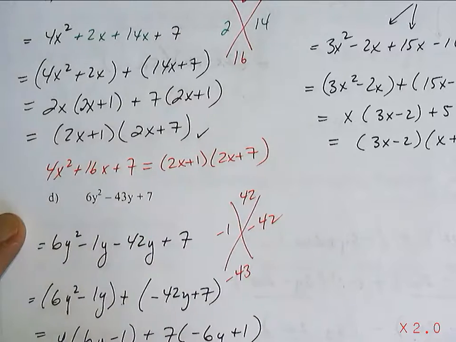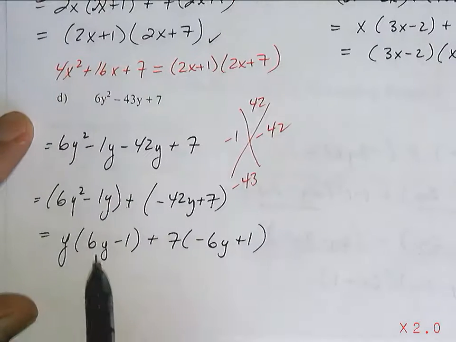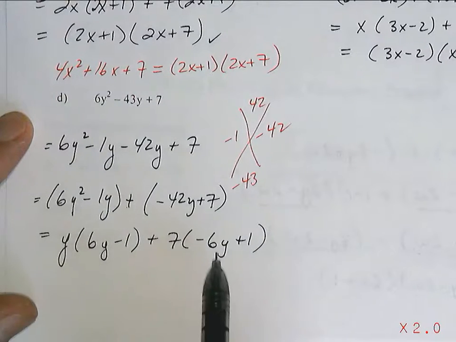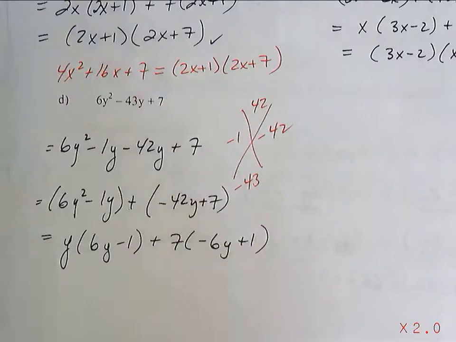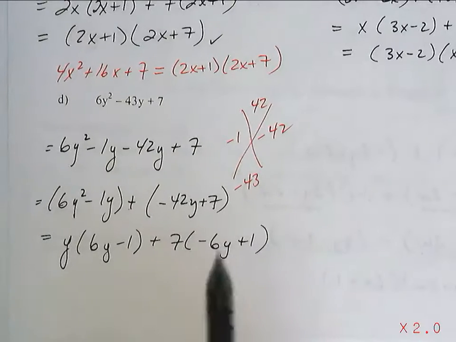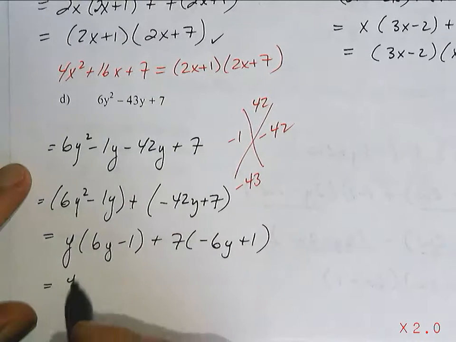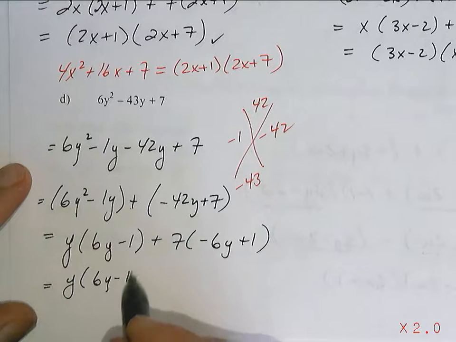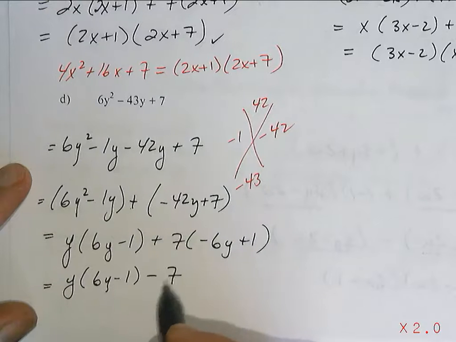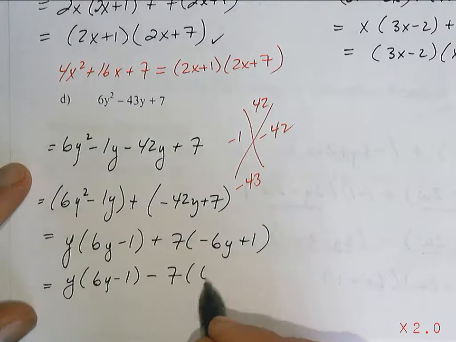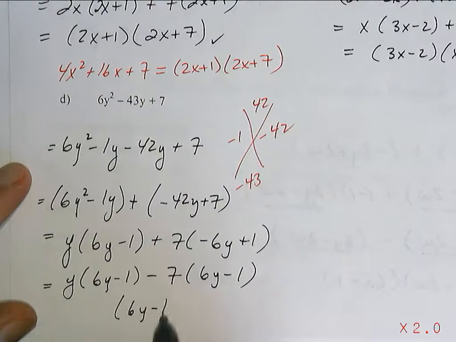Now take a look at these. They're not the same. One is 6y minus 1. The other one is negative 6y plus 1. I have to common factor out a negative from one of them. It's easier to take it from this one because that'll make the 7 negative. So y is 6y minus 1. Common factor out the negative. It's going to make that negative 7. 6y minus 1. These two are the same. 6y minus 1, y minus 7.